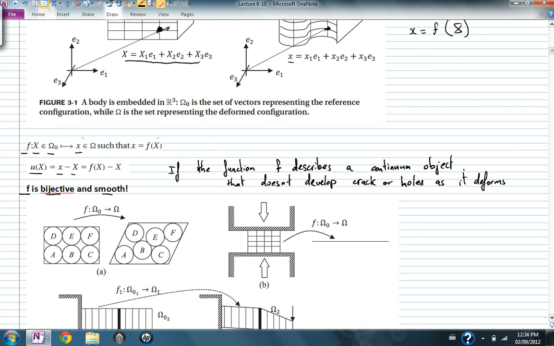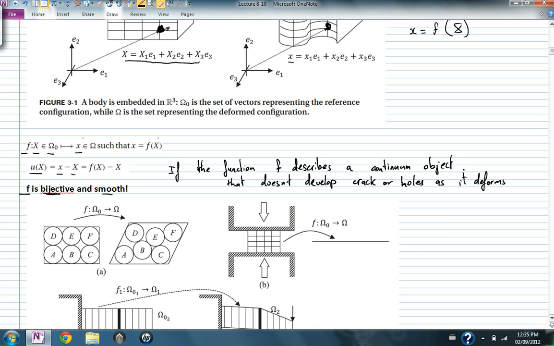So let's understand what bijectivity and smoothness mean. Bijectivity means for every point in the reference configuration, there has to be a unique corresponding point in the deformed configuration, and of course for every point in the deformed configuration there has to be a corresponding point in the reference configuration. That is what bijectivity is.